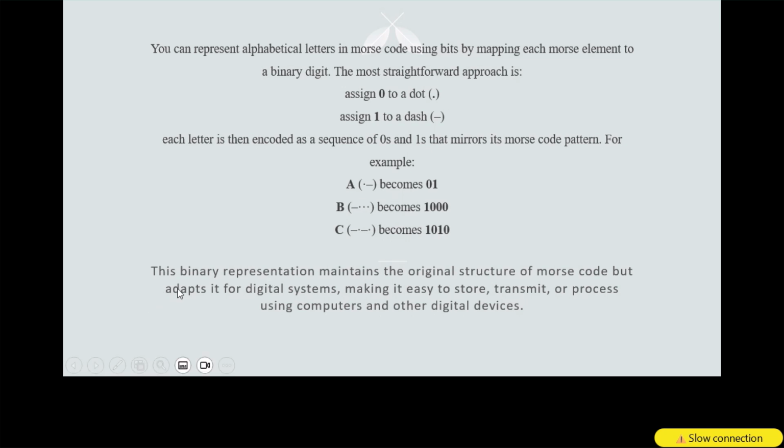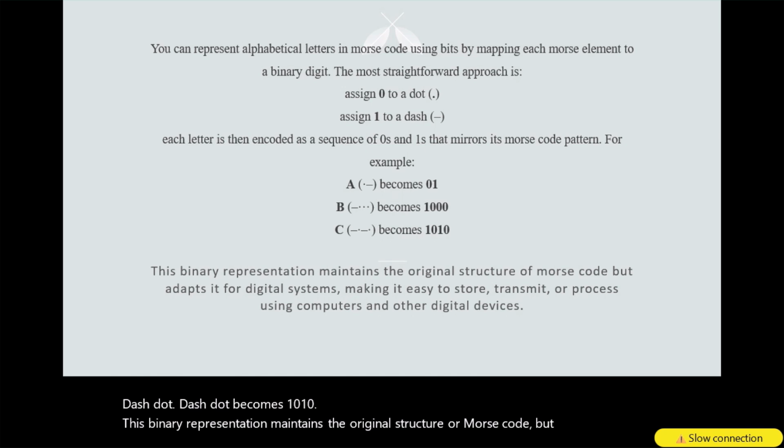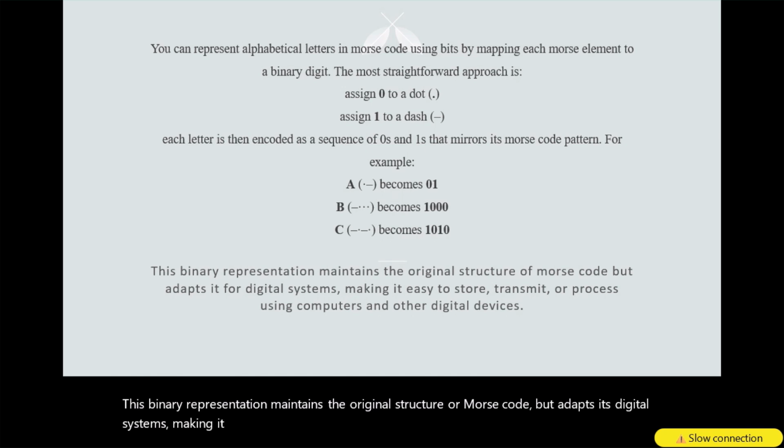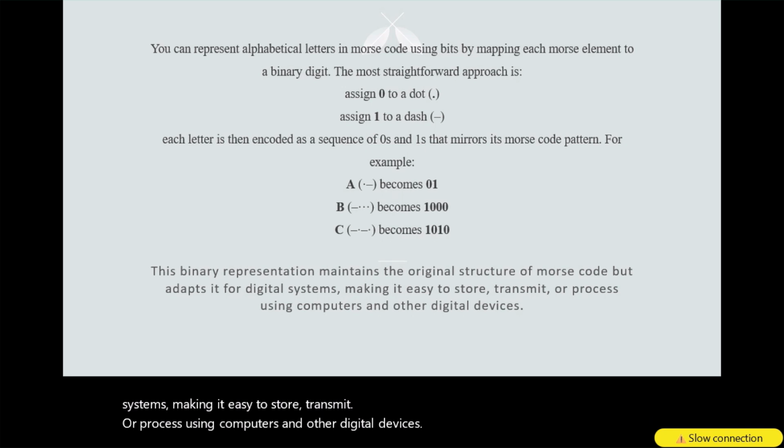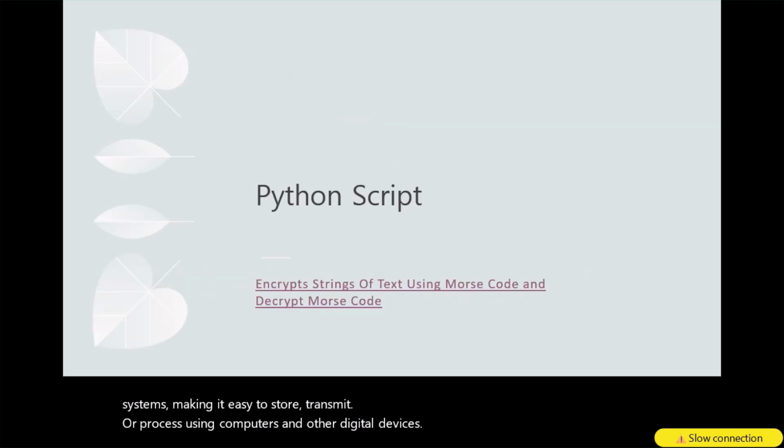This binary representation maintains the original structure of Morse code but adapts it to digital systems, making it easy to store, transmit, or process using computers and other digital devices. A Python script for Morse code encryption and decryption, I'll show it later as I finish my presentation.